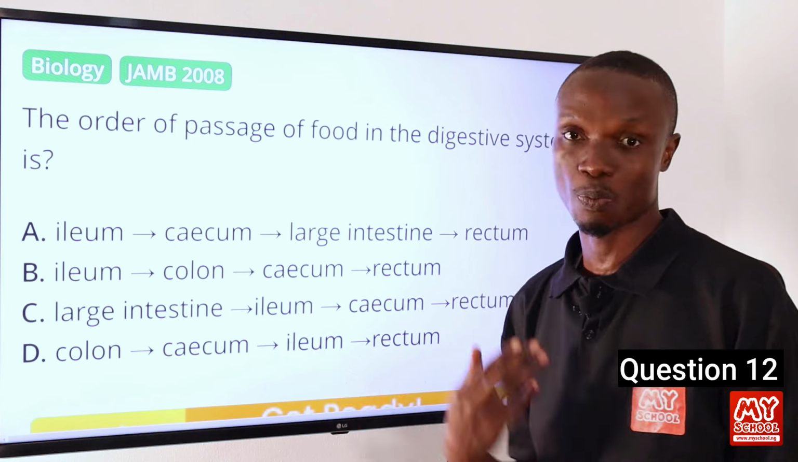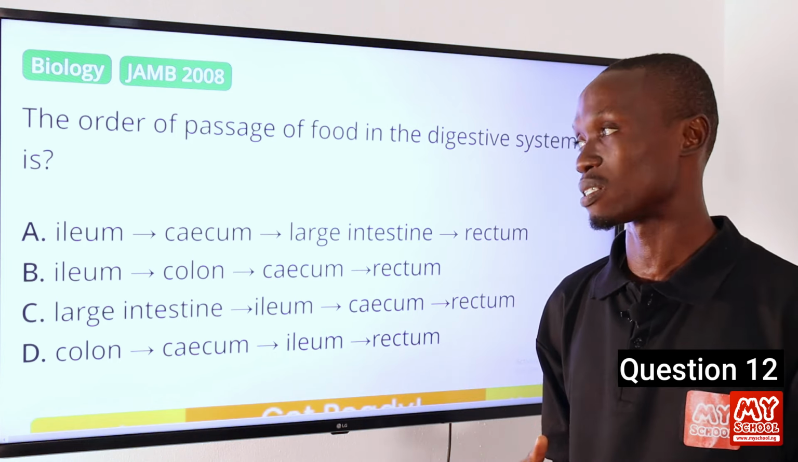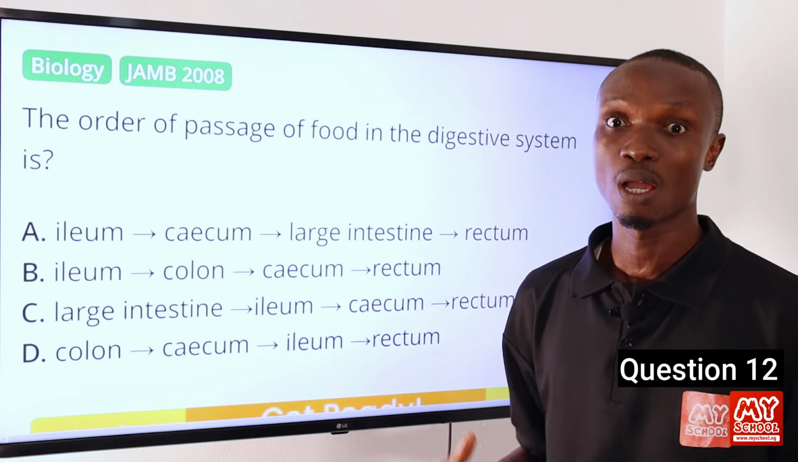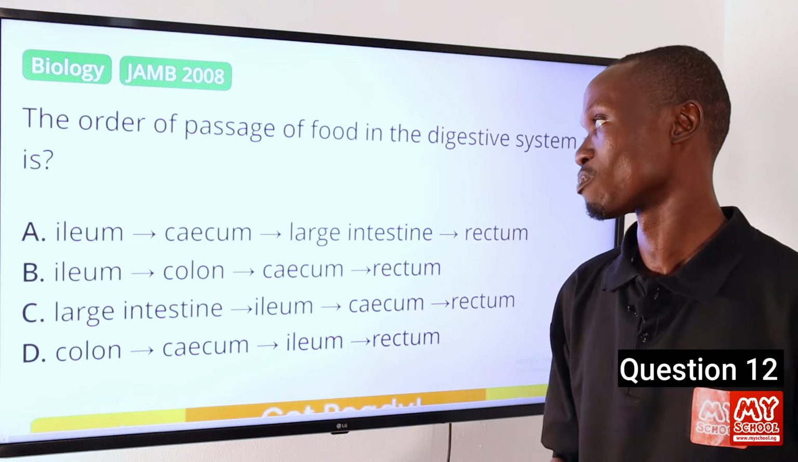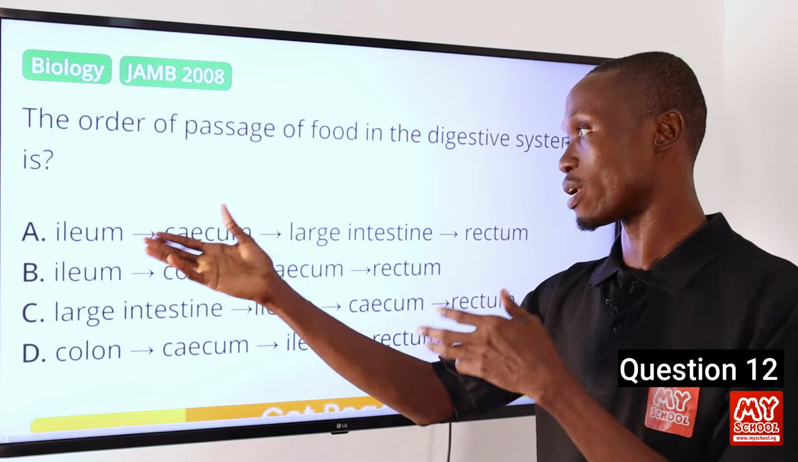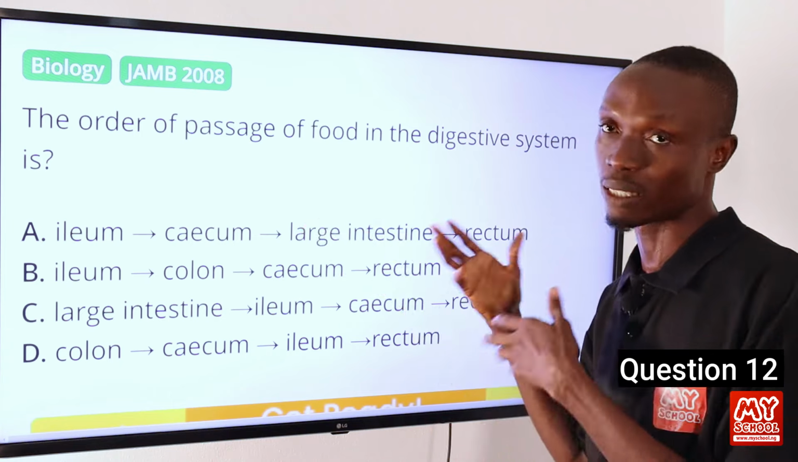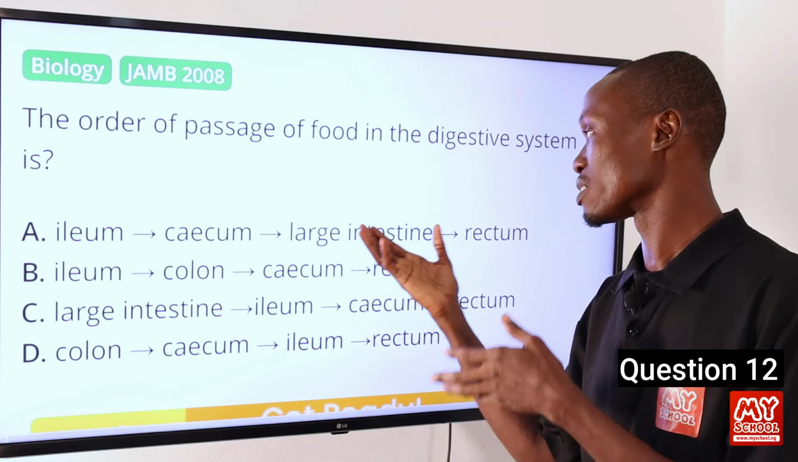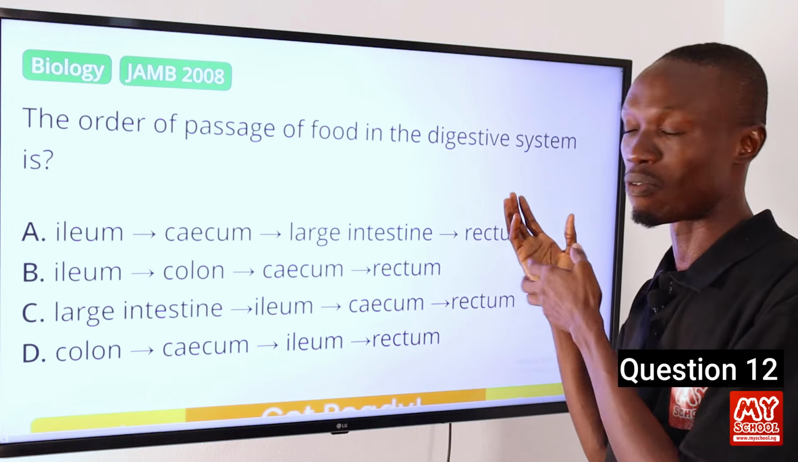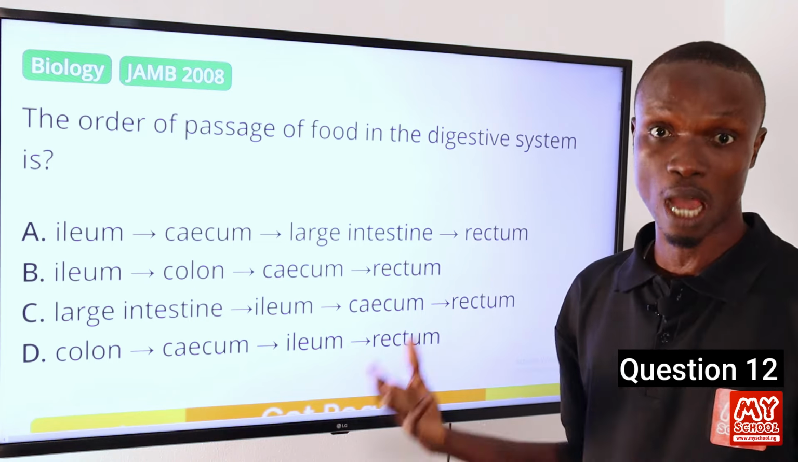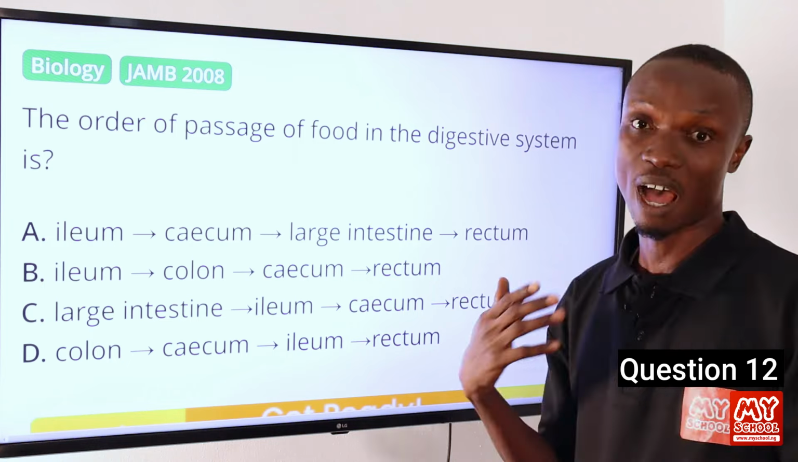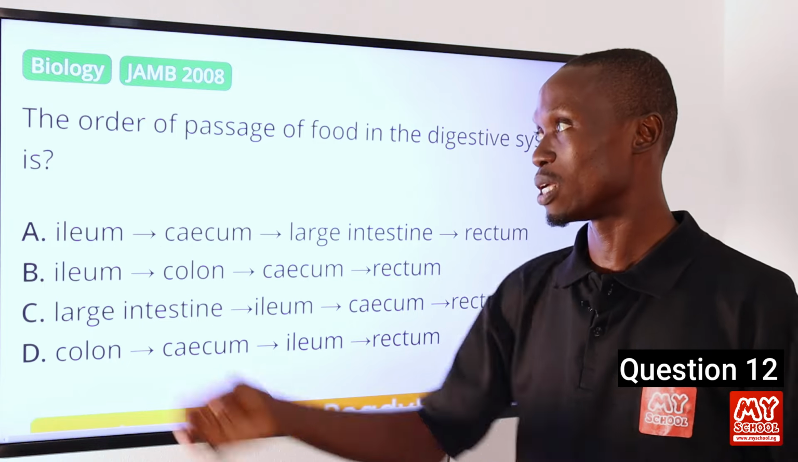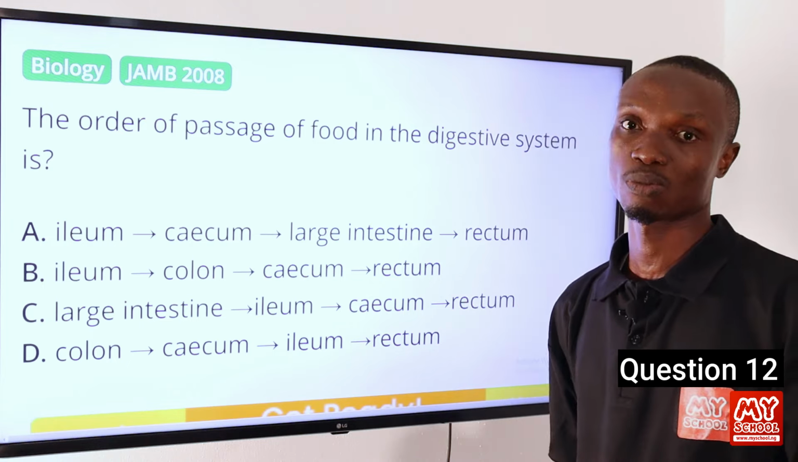The ileum is part of the small intestine, and we know that it is in the small intestine that absorption of food takes place. While the cecum connects the small intestine to the large intestine. Any undigested food usually passes through the large intestine down to the rectum. The rectum is connected to the anus where it is passed out as feces. So that makes option A the correct answer to this question.